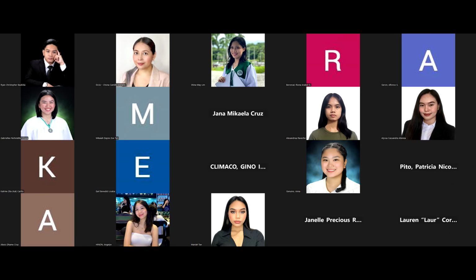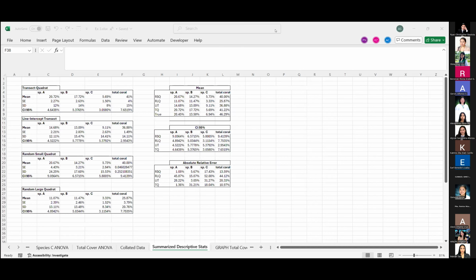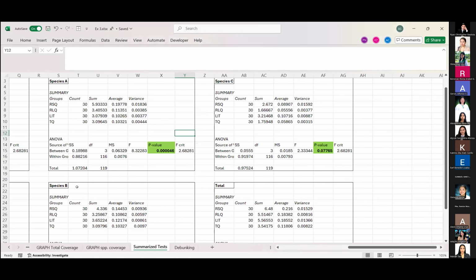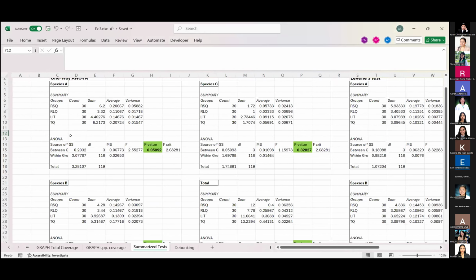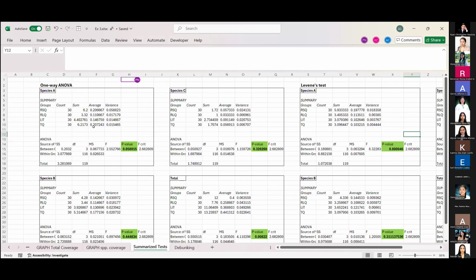Let's now move on to group 4. Yes, here po, Miss Yu. That's your descriptive. Okay. How about your ANOVA? Okay. I'm assuming you did single factor ANOVA also? Yes, miss. Okay, thank you for that, Group 4.